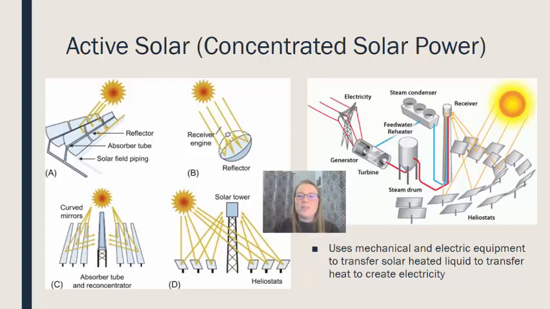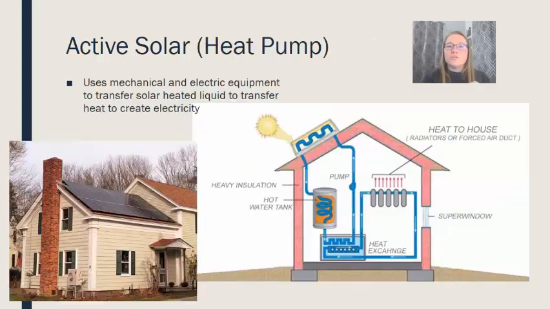And at that single point, there is a receiver. And that receiver usually has some kind of liquid in there that is heated up by all of this solar energy being directed at it, and that generates steam. The steam is then used to turn a turbine, and that turbine is then connected to a generator, and that generator then creates electricity. Solar heat pumps are a little bit different.